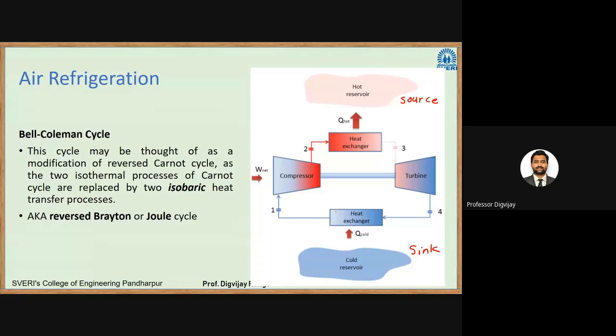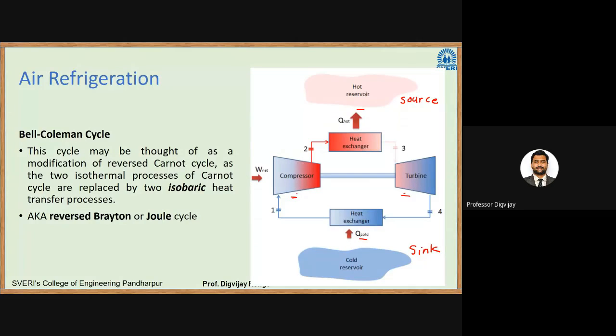So see here, the process of a refrigerator is the same here. It takes heat from the cold reservoir and transfers that heat to the hot reservoir. But two additional processes are here. One is the turbine, that is the expansion process, and another is the compressor, that is a compression process. So in this case, we'll see how the processes are.